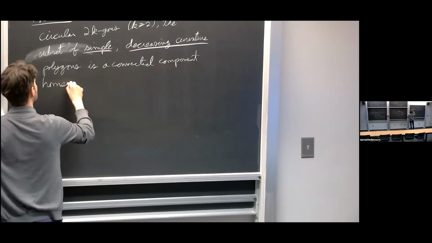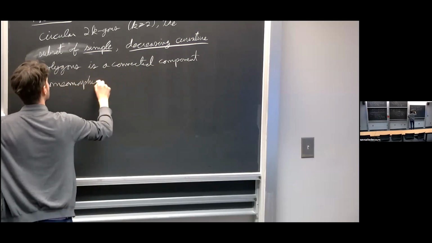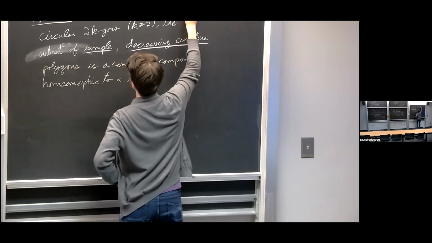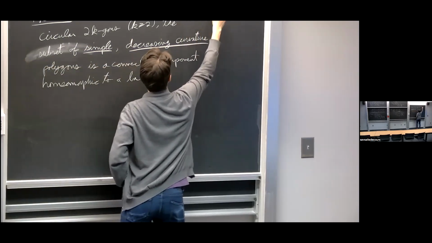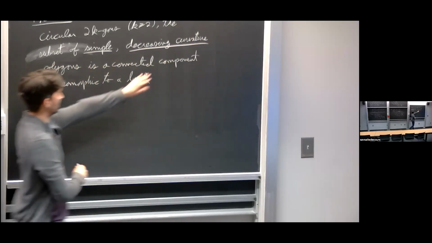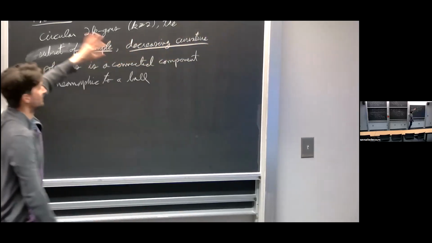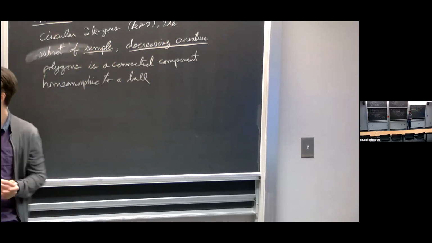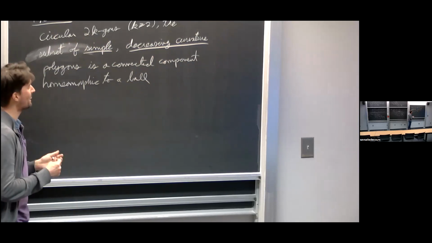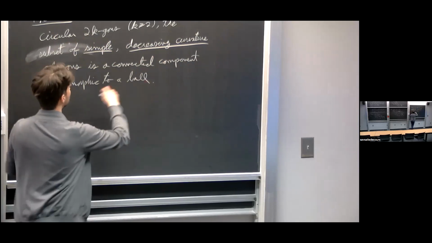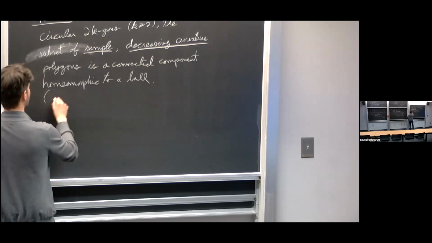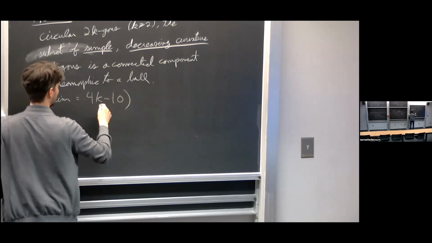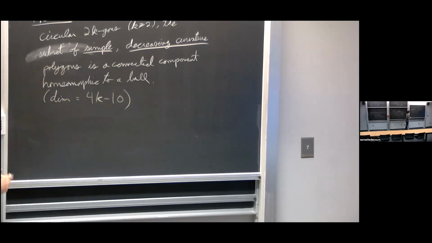Homeomorphic to a ball. Generic. If you use the word generic, this is to make this moduli space a manifold. I will explain why it's a manifold. And the dimension is 4k minus 10. I'll also be able to tell you why that is.